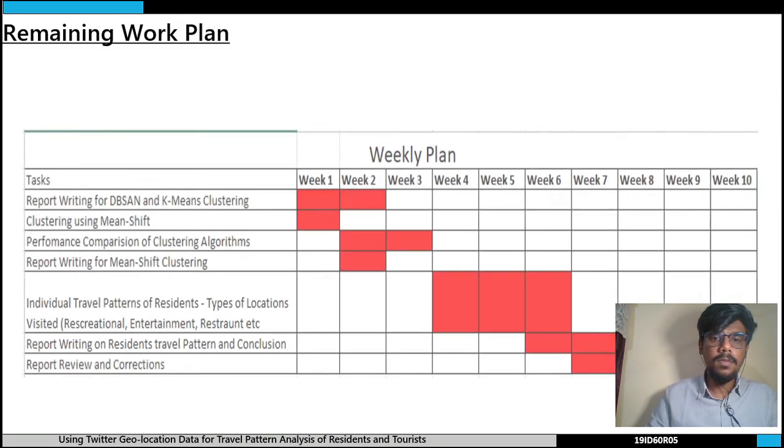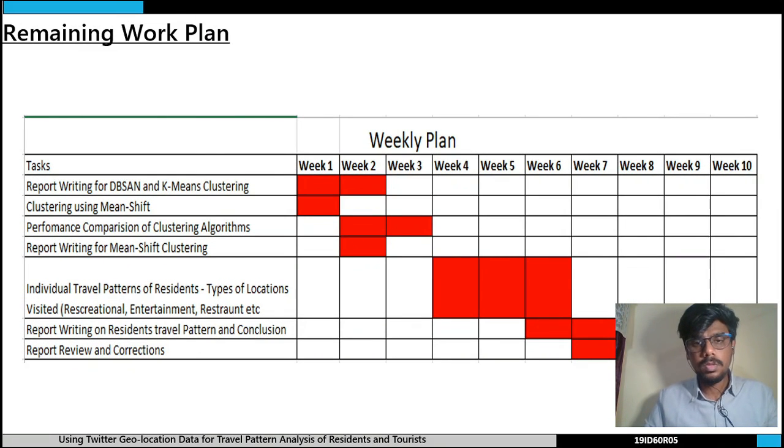So my remaining work plan is to use the third clustering technique, i.e., mean shift, and do the analysis. Then compare which of them is the better clustering algorithm by using some coefficients. Then assess individual travel patterns of residents by looking at the type of locations being visited by them, like recreational, entertainment, restaurants, etc.